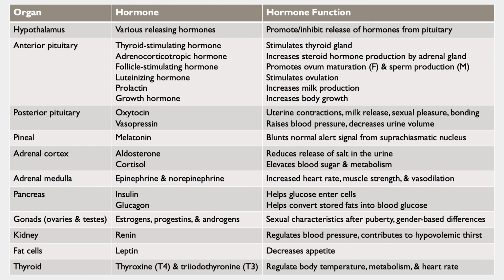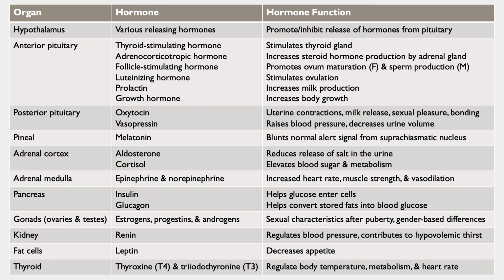The pancreas is involved in diabetes, and that's because the pancreas releases two important hormones known as insulin and glucagon. Insulin helps glucose enter cells, and you might have heard of people, especially those with type 1 diabetes, who are insulin dependent. That's because their body does not produce sufficient insulin, so they have to use insulin as a medication. Glucagon helps convert stored fats into blood glucose.